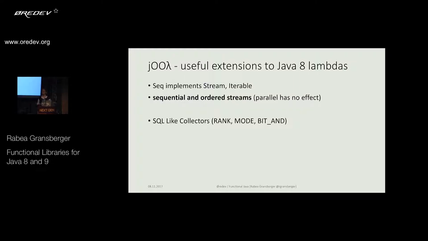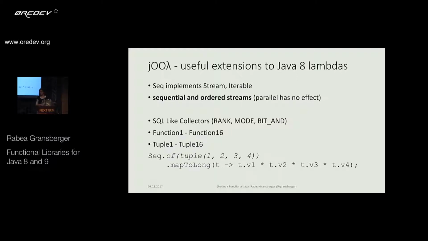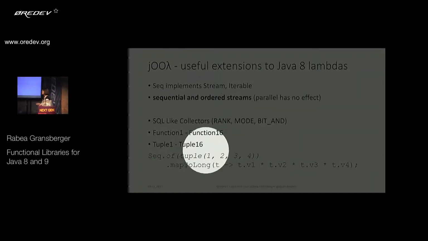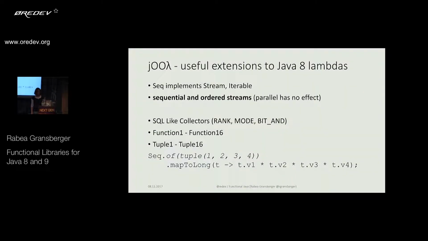And what I really like about it, so jOOL is one of the siblings of jOOQ, and jOOQ is a SQL mapping library. So it has SQL-like collectors in Java. So if you like SQL stuff, then you might want to have a look at that. It also has functions with up to 16 parameters, not only up to 2 parameters, which we have in Java 8, and tuples are the same. So if you have a tuple of 4 values and you want to reduce it to 1 value, you would need a class in Java 8, but with jOOL you can directly do it. Have a tuple with 4 values, 1, 2, 3, 4, and reduce them to a single value. So, for example, multiply all the values.